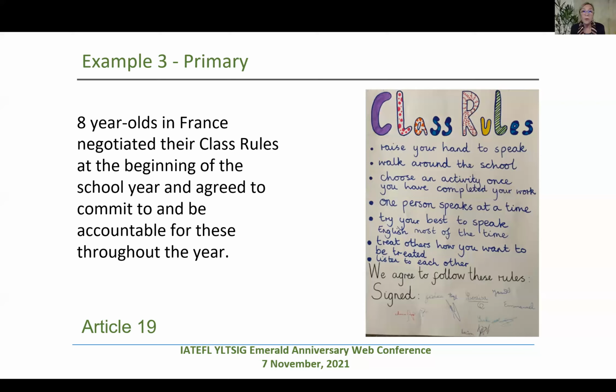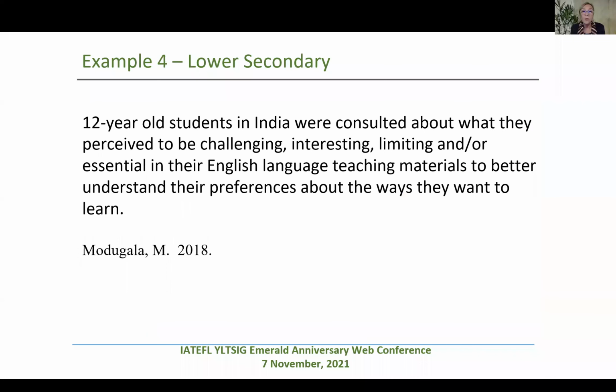So the class rules commitment then helps create a safe, positive learning environment and protect children from potential emotional abuse. Right, my next example is lower secondary. Here we have 12-year-old students in India who were consulted about what they perceive to be challenging, interesting, limiting, and/or essential in their English language teaching materials to better understand their preferences about the ways they want to learn.